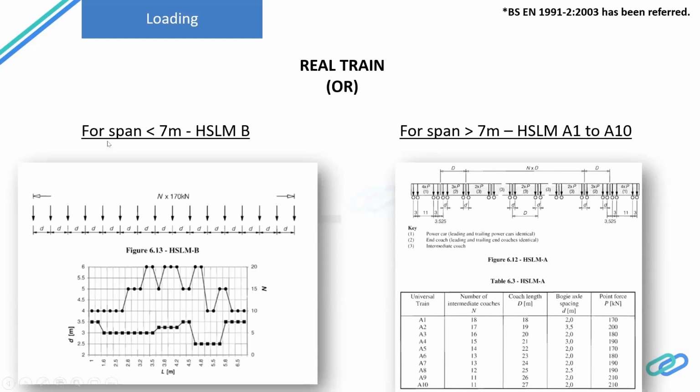If you see the left side, for span less than 7 meter, they have given one type of wheel configuration, which they call HSLM-B, that is high speed load model B. For span greater than 7 meter, they have given 10 sets of vehicles, to cover all types of high speed rails in the world. They are given as 10 wheel configurations, from A1 to A10. When the span is greater than 7 meter, we need to check the dynamic behavior for all these wheel loads.